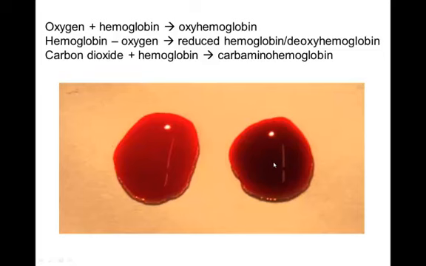When hemoglobin is in the reduced state, that's when it will pick up carbon dioxide. And this is going to occur in the tissues because that's where carbon dioxide is. It's being produced by our tissues when they're making ATP, doing cellular respiration. So carbon dioxide is going to be picked up by hemoglobin in the reduced state, and we're going to make a molecule called carbaminohemoglobin. And this is what that looks like.